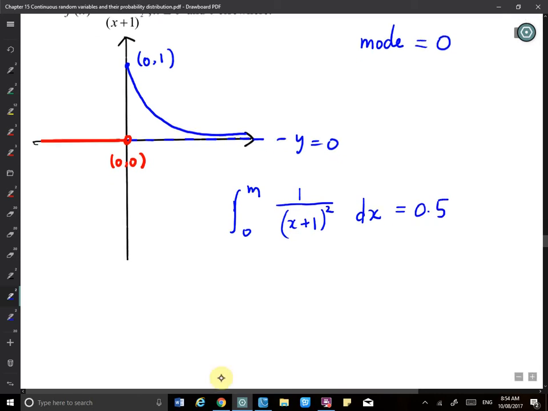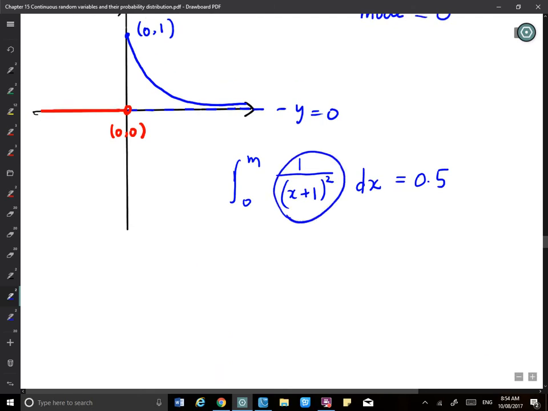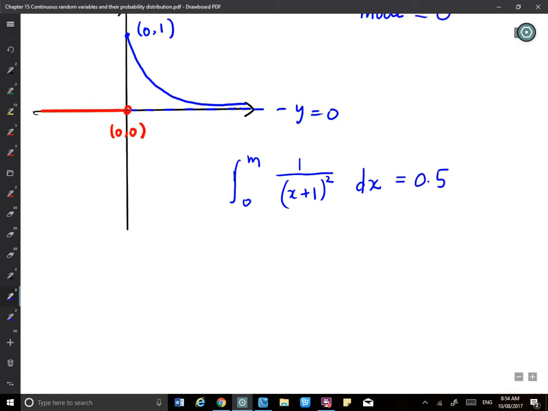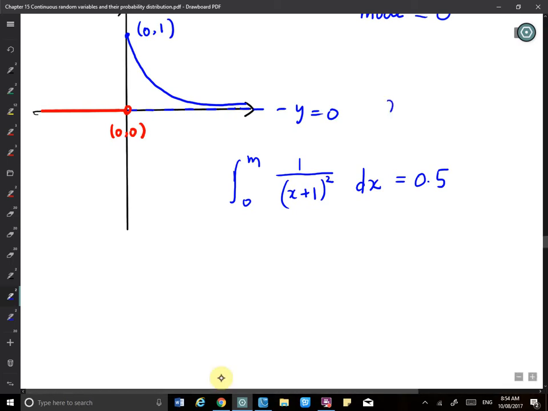Okay, let's do this by hand. How do we find the integral for this? What's the integral for this? That's what I want to ask. Let me give you a hint: that's (x plus 1) to the power of negative 2.